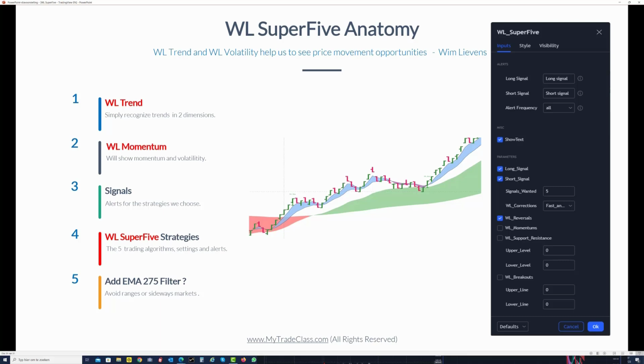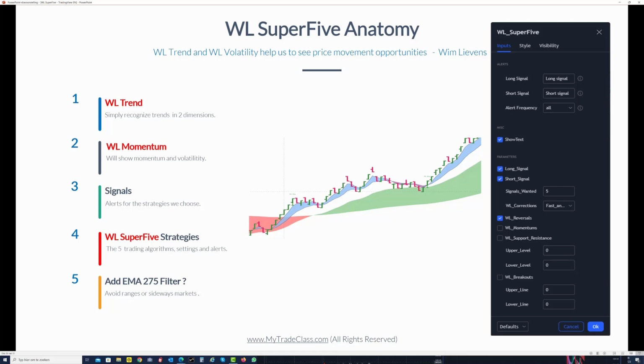You can see here on the right side how this works. It's also explained in the next slide. I'll show this to you, but you can choose 1, 2, 3, 4, 5 different strategies which you would like to trade, see on the chart or get alerts. Most people will do 1 or 2 on the same chart. I would not advise to do more.